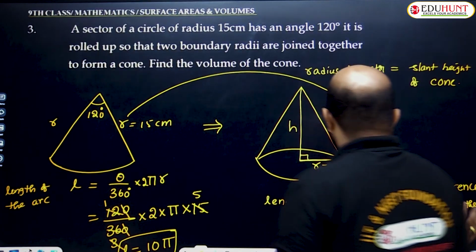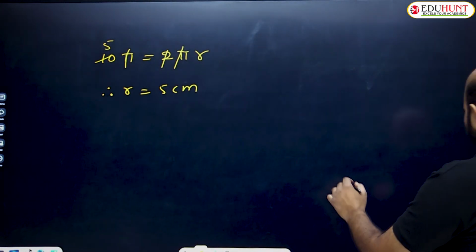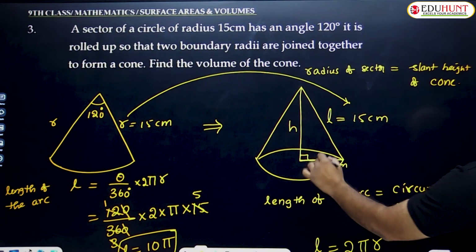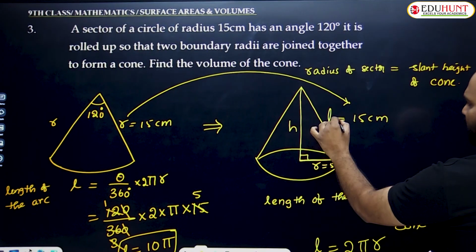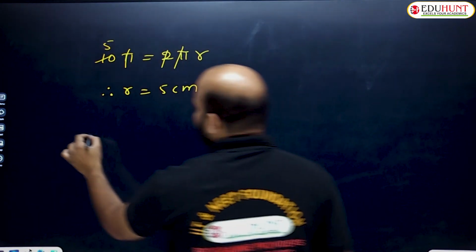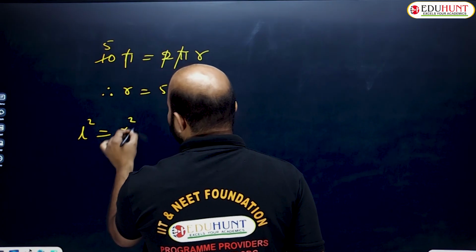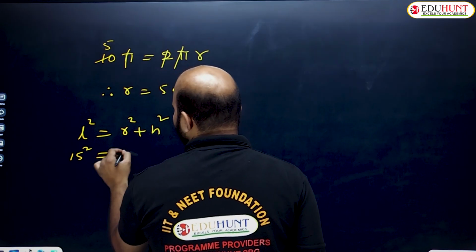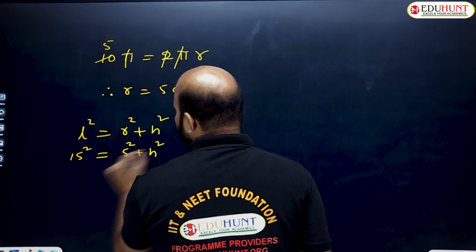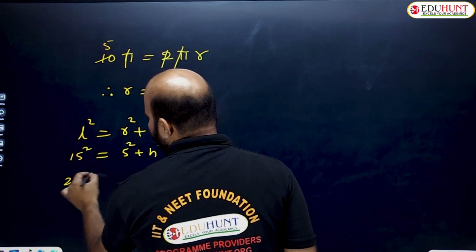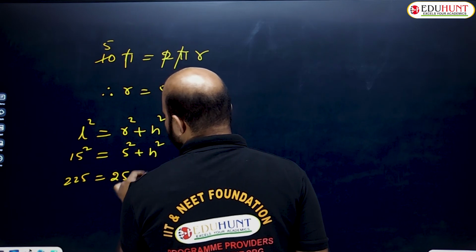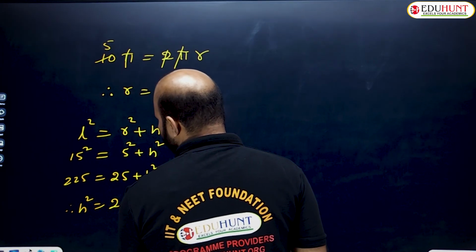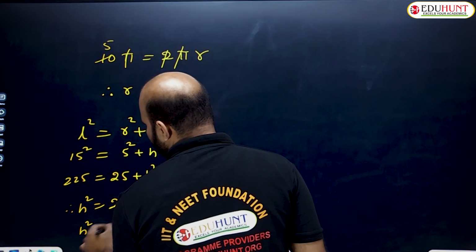So now you know the r value and the l value. How will we get the height of the cone? By using the Pythagoras theorem, this is a right angle triangle. Am I clear? l square equals r square plus h square. So 15 square equals 5 square plus h square. So 225 equals 25 plus h square. Therefore h square equals 225 minus 25, which is 200.